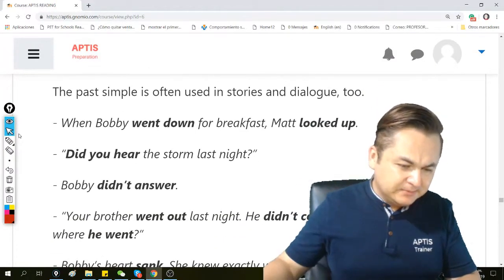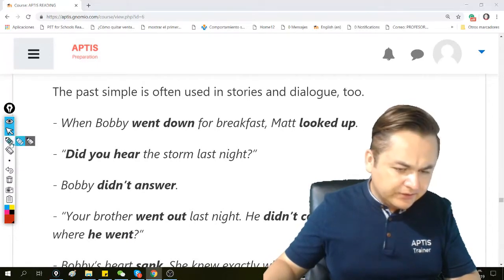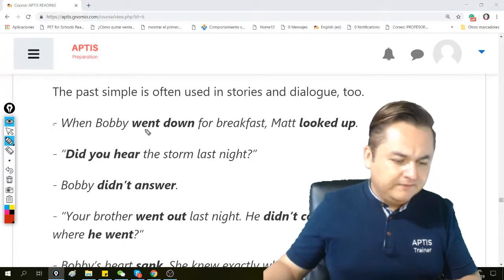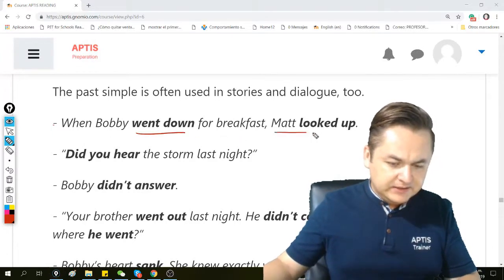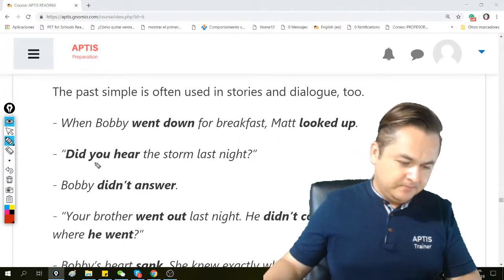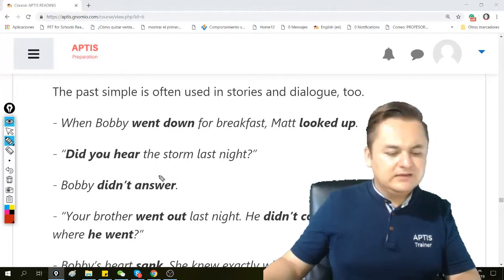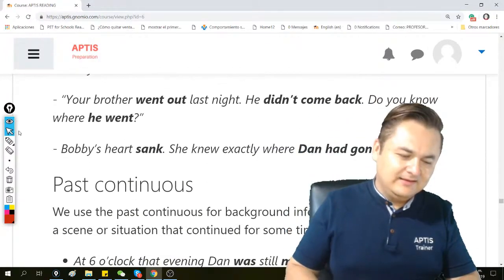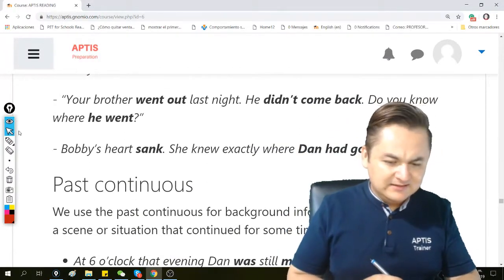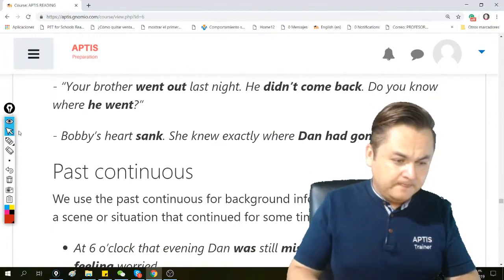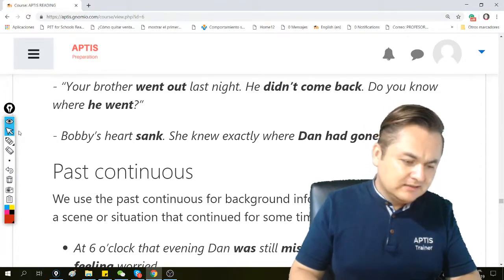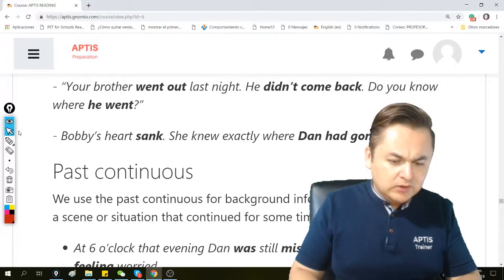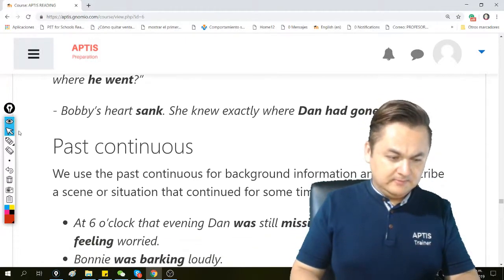The past simple is often used in stories and dialogues too. For example, when Bobby went down for breakfast, Matt looked up. Did you hear the storm last night? Bob didn't answer. Your brother went out last night. He didn't come back. Do you know where he went? Bobby's heart sank. She knew exactly where Dan had gone.